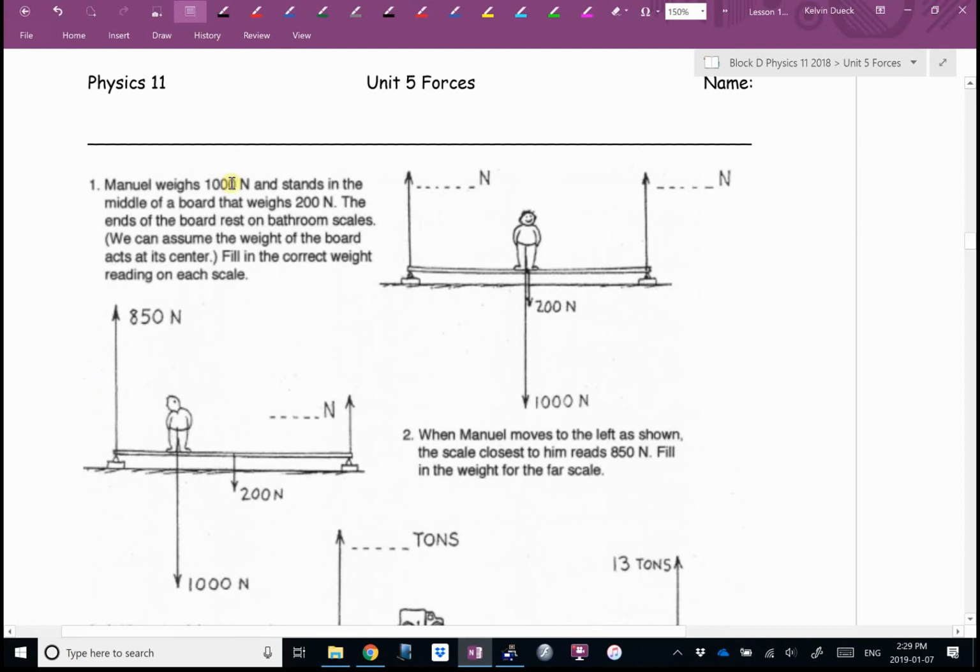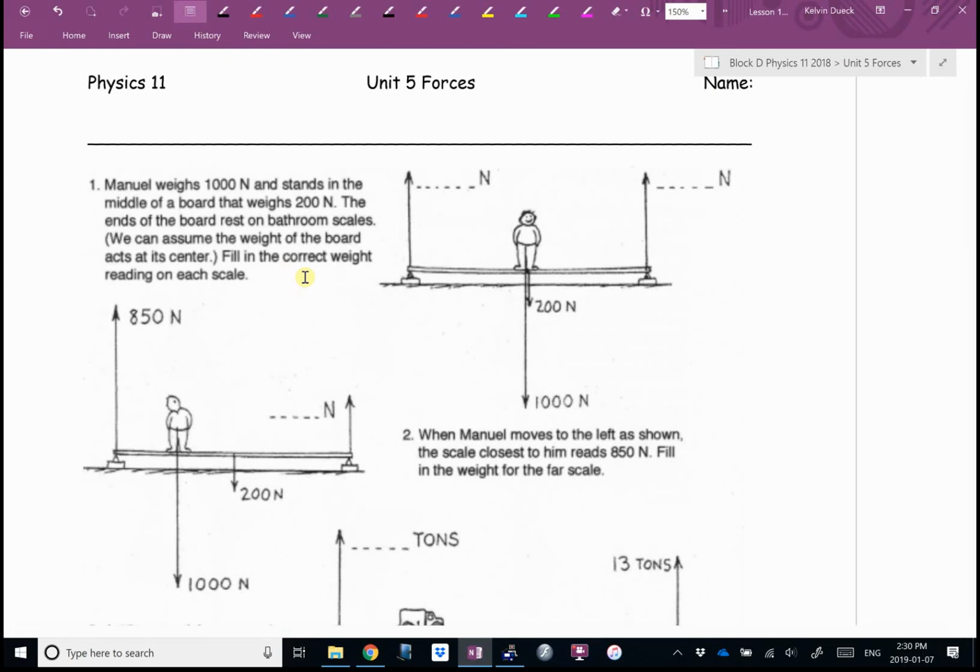Manuel weighs 1,000 newtons and stands on the middle of a board that weighs 200 newtons. The end of the board rests on bathroom scales that are pushing upwards. It says fill in the correct weight reading on each scale. You don't realize how powerful Newton's first law is. It's a very, very powerful tool.